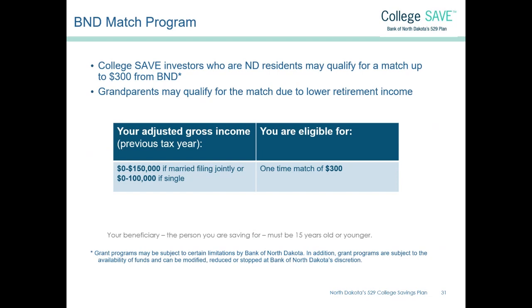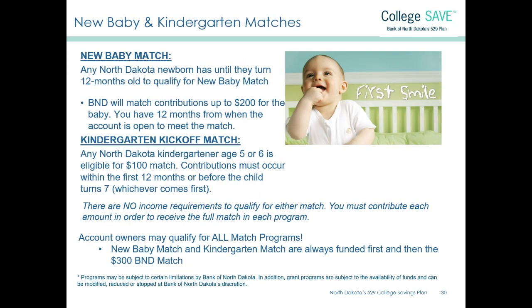So you can get a newborn right out of the gate, $500 matched from the state-owned Bank of North Dakota. For single filers, it's $100,000 adjusted gross income or below to get the $300 match. And these are one-time matches for all of the programs. So now let's go back to this slide, right?